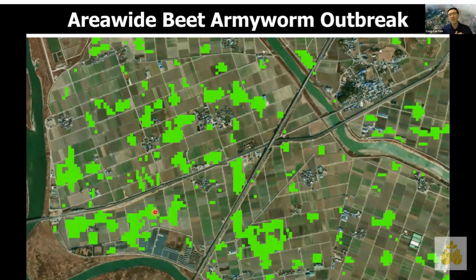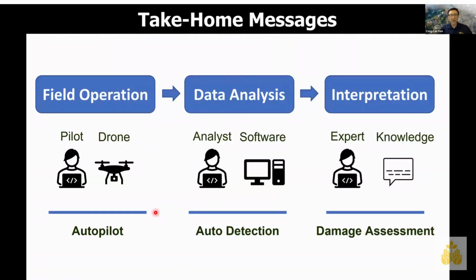So again, satellite images are good, but you have to go and do the ground truthing to make sure the damage is done by insects, not other things. Okay. So this is my take-home message. Drone technology is already here. There's even an autopilot function, which means you don't have to fly the drones, which is a good thing. Data analysis and auto detection are very common these days. You don't have to worry about it. However, for interpretation and assessment, we still need experts, just like entomologists.